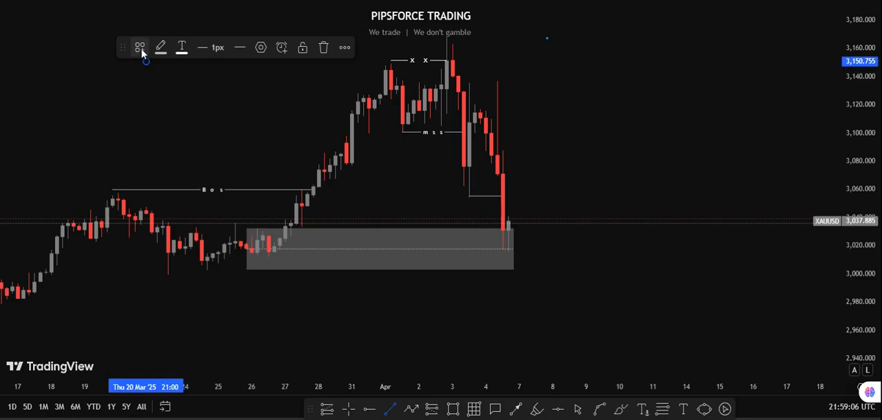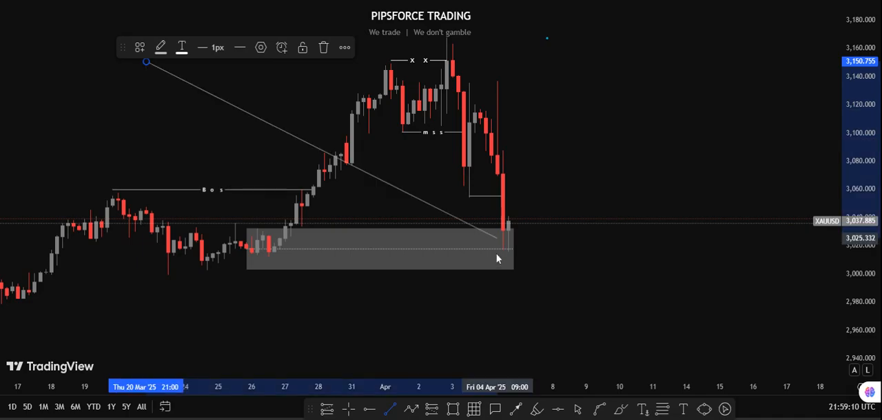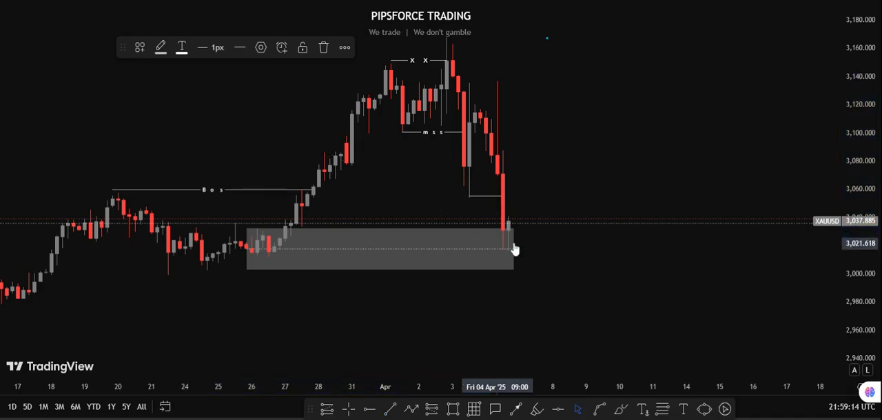When price gave us this break of structure, it traded into an institutional reference point. That's a daily institutional reference point, which is this particular zone we have here. So let me name this break of structure.